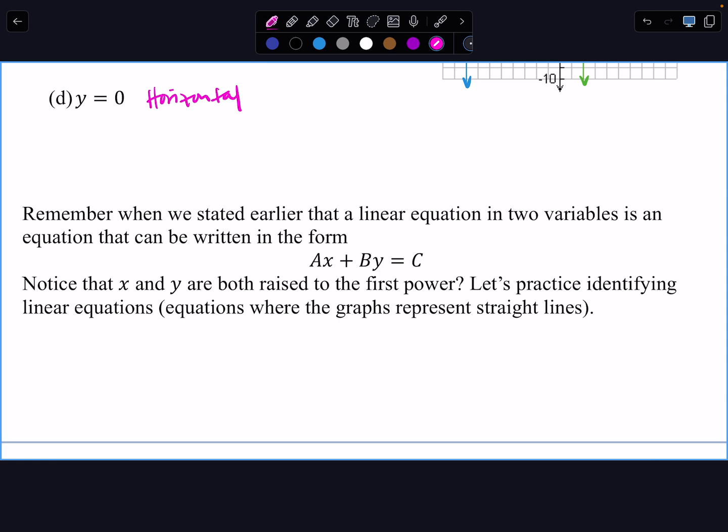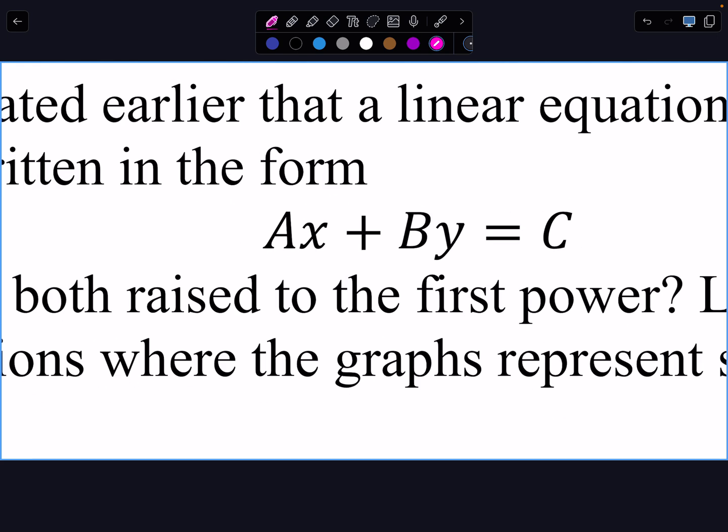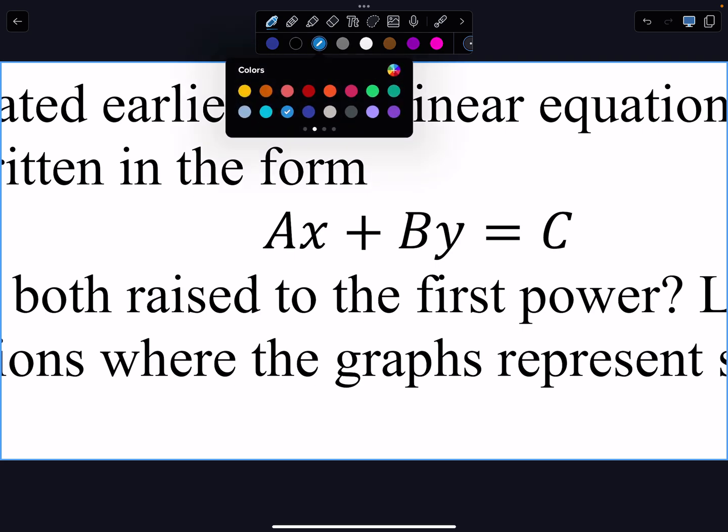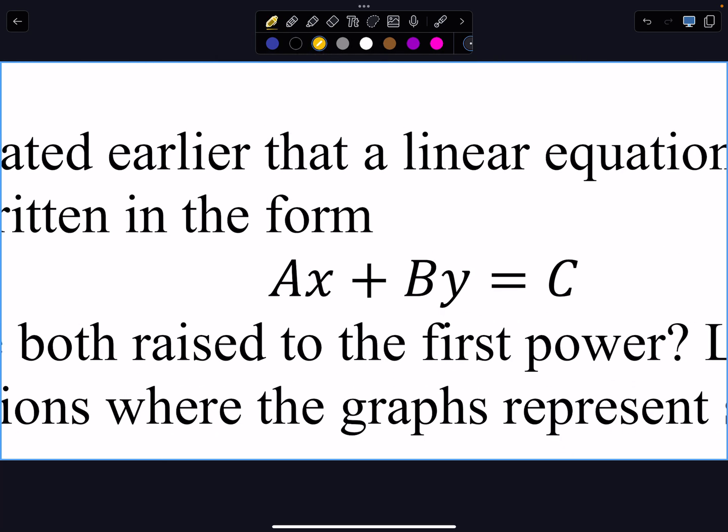Okay, and then the last part of this lesson, so you guys are going to have time. You could potentially get your homework done before the weekend, your long weekend. So remember, we said that all linear equations, all equations that represent the graphs of lines, can be written in this form of ax plus by equals c. Notice that x is raised to the first power and y is raised to the first power, an exponent of 1.